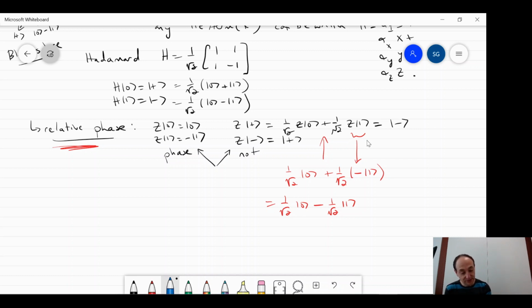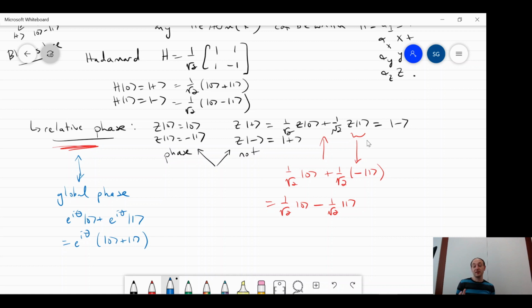I want you to contrast this with a global phase, which would be something like if I had e to the i theta 0 plus e to the i theta 1. I can factor this phase fully out. It's really the same thing as e to the i theta times 0 plus 1. In this case, we would call that a global phase. Anything I could just rip right out of the full vector is a global phase.